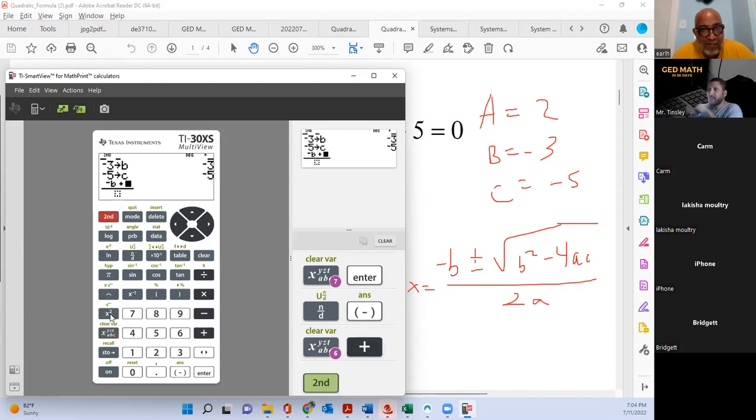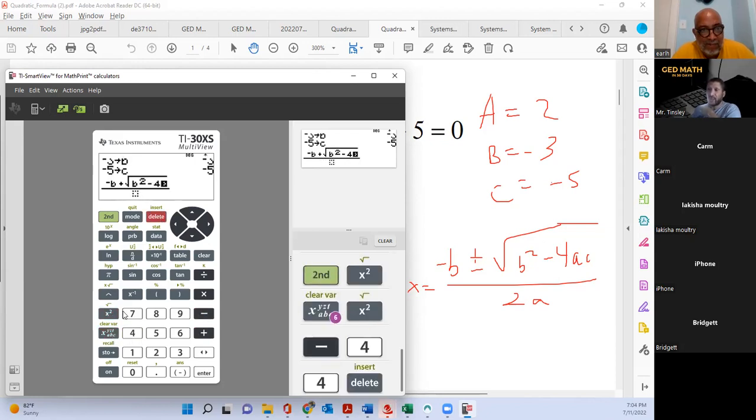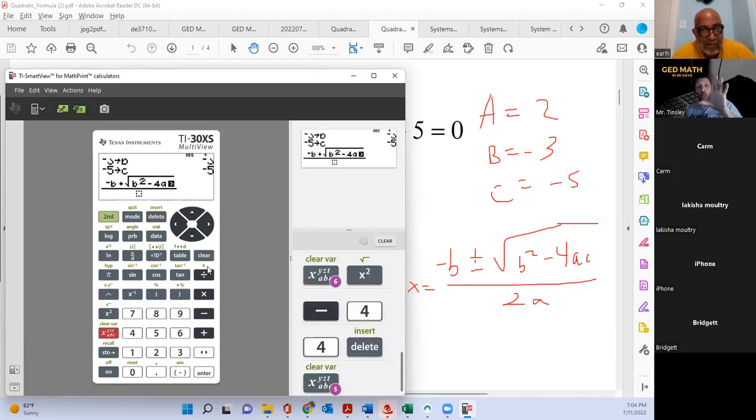Square root, second squared, got my square root. B squared, go to my variable button until I see B. Square it, minus 4AC. Oops, hit 4 twice. Hit till I get to A. Now, when you have 2 variables next to each other, you have to hit that right arrow, and then I hit my variable button again and hit it continuously until I get to C, all over 2A.